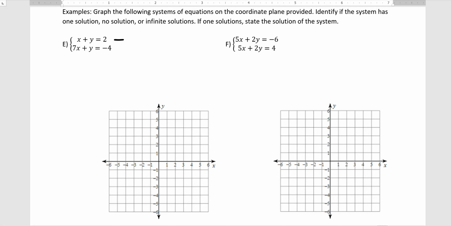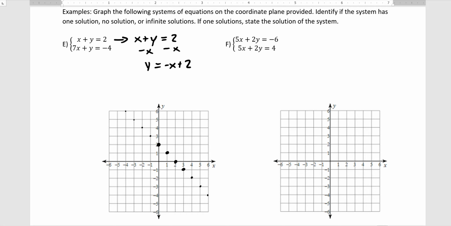So looking at letter E, we're in standard form, so let's get it in slope-intercept form. I'm going to subtract x, and that tells me that y equals negative x plus 2. So my y-intercept is 2, my slope is down 1, right 1. That negative x, plotting those points.